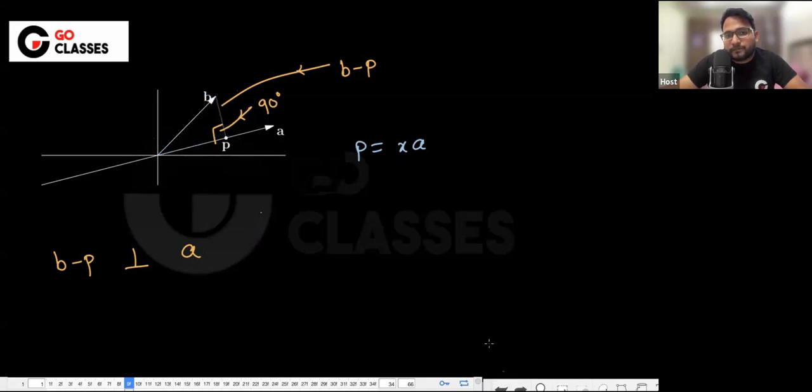For example, let's suppose this is A, this is B, right? Can anyone tell me what this vector is? This vector will be A plus B, right? A plus B.